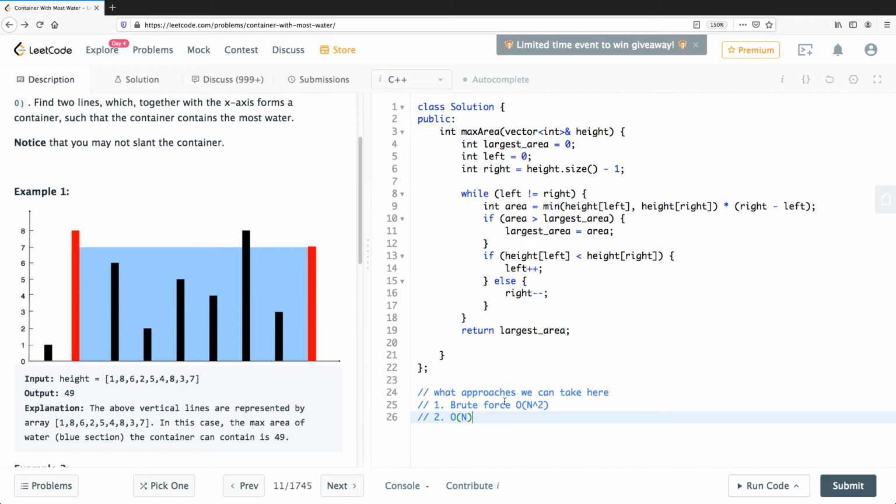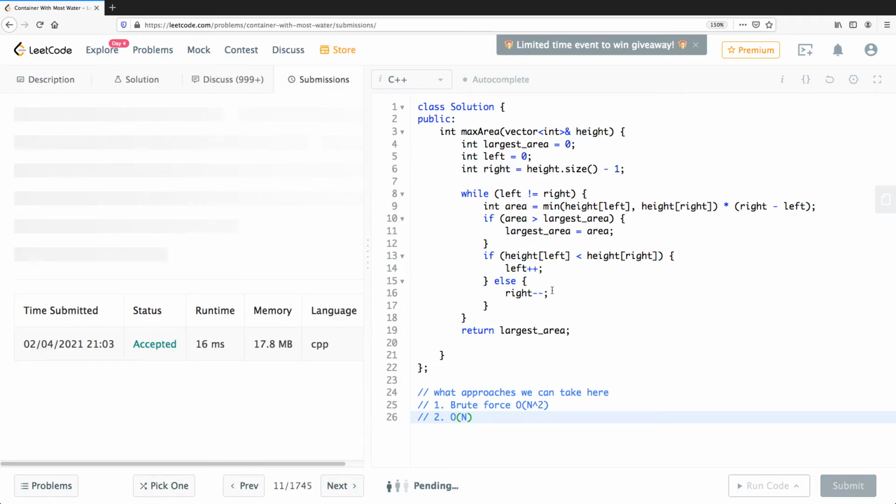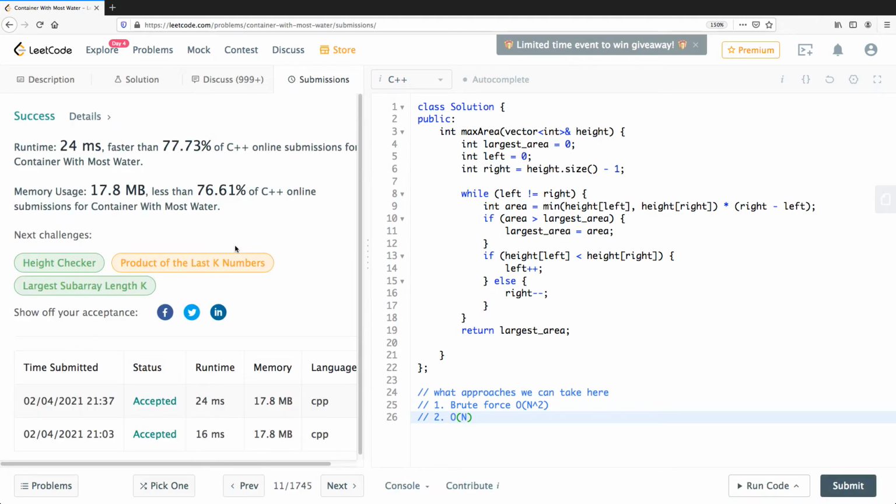So that's O(n). Now that's your time complexity. And the space complexity also is O(1), because you see we have not done any extra memory allocation or anything like that. So it is all looking good. Let's try to submit and see if it works. And there you go. We have a success here, and we are getting 24 milliseconds, faster than 77% of C++ online submissions, and it's all looking good.